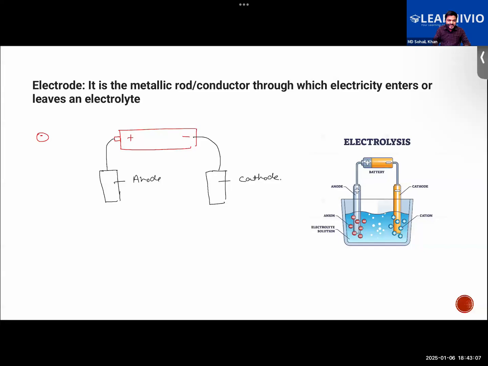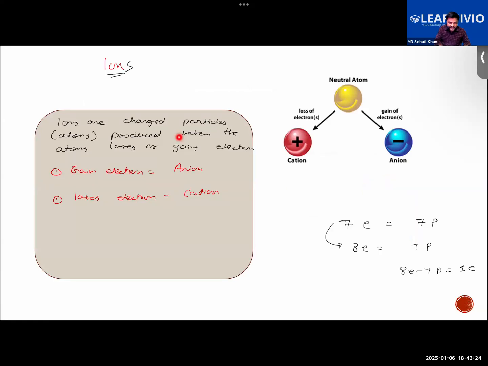Electrodes are basically the metallic rod or conductor through which electricity enters and leaves the electrolyte. From one rod it enters, and from the other rod it exits. And how does the electricity flow through the electrolyte? It flows with the help of ions. Ions are basically charged particles that are produced when atoms either lose electrons or gain electrons.